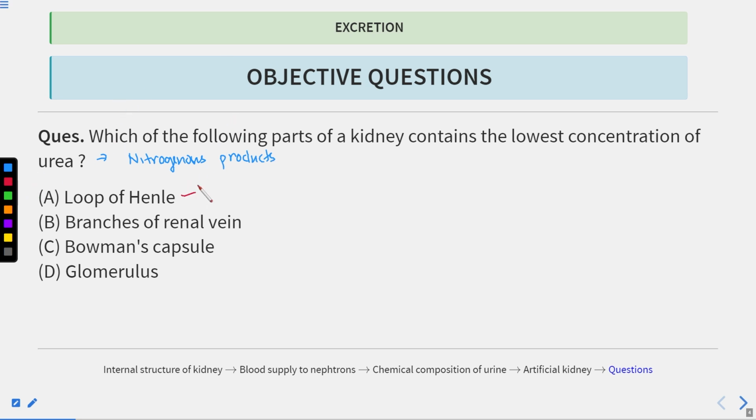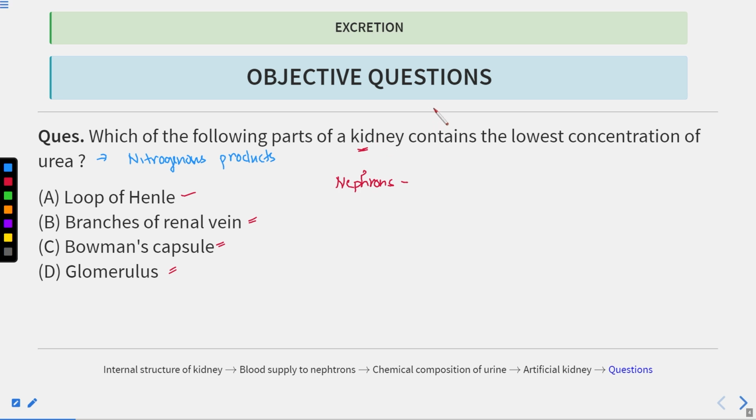First option is the loop of Henle. Second option is the branches of the renal vein. Option C is the Bowman's capsule. Option D is the glomerulus. Now, which part of the kidney? They are talking about the nephrons, and these are the parts of the nephrons. To answer this question, you should know about the structure and functions of the nephrons, and in which part what is happening, whether reabsorption is happening, where filtration is happening, and which arteriole is carrying the impure blood and which is carrying the pure blood.